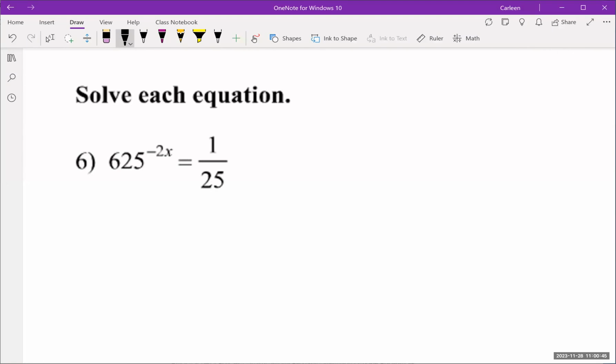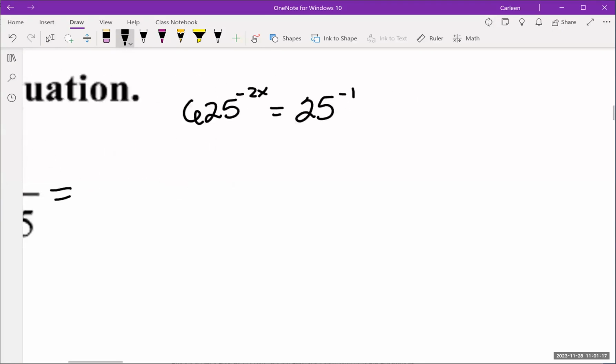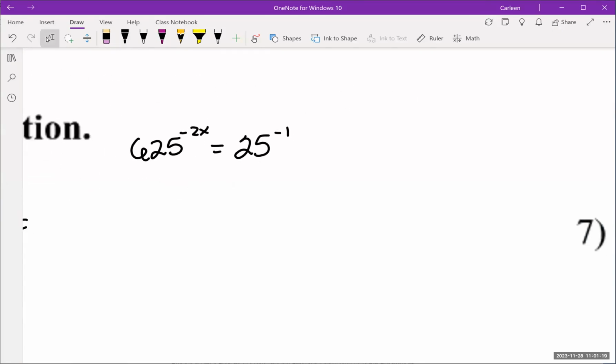Now let's talk about solving. We're going to come back to logarithmic form later. Now, we're not solving this using logs. We're solving this. What do you notice? First of all, let's cross the line, change the sign. I don't want to deal with a fraction. So 625 to the -2x is equal to 25 to the -1. Cross the line, change the sign.